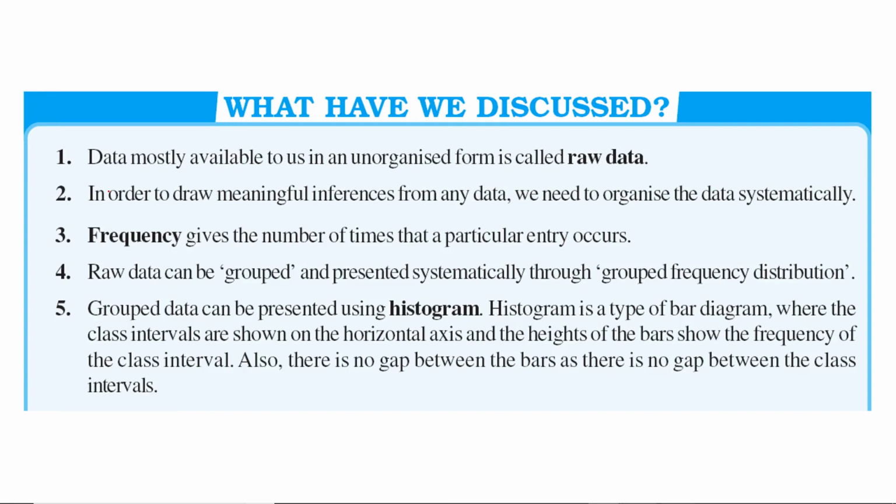So what we have discussed: data mostly available to us is unorganized data, which is called raw data. If we want to analyze it or get some meaningful inferences from this data, we need to organize it systematically. The frequency gives the number of times a particular entry is occurring. The raw data can be grouped and presented in various forms. One of them is grouped frequency distribution. The grouped data can be represented using a histogram, which is nothing but the frequency distribution.